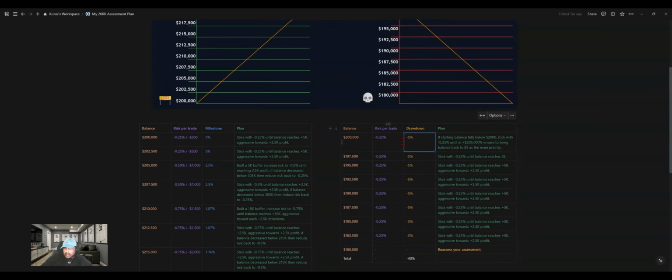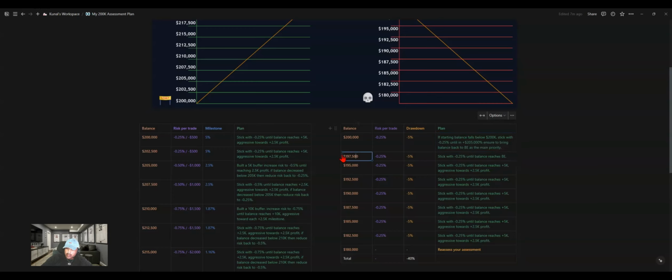So what we're looking at over here is from 200,000, I'm going to be sticking at 0.25%. So the condition here is if the starting balance falls below 200,000, then I have to stick with 0.25% until I get to plus 5,000 profit, right? Ensuring that I bring the balance back to break even as the main priority. So if I fall below here, we then fall into one of these categories, right? Anywhere below, stick to minus 0.25% until I reach break even. Okay, so if I fall anywhere below, I'll have to stick with 0.25% to get to break even.